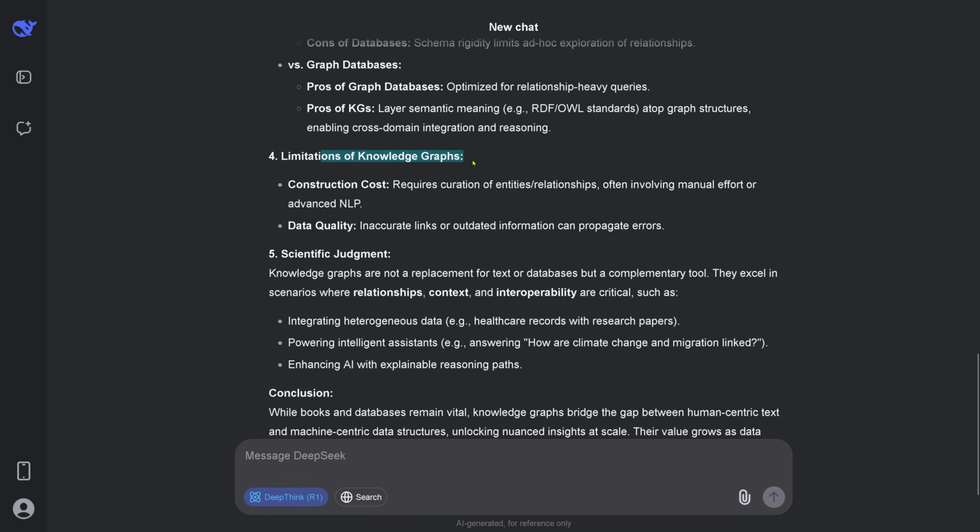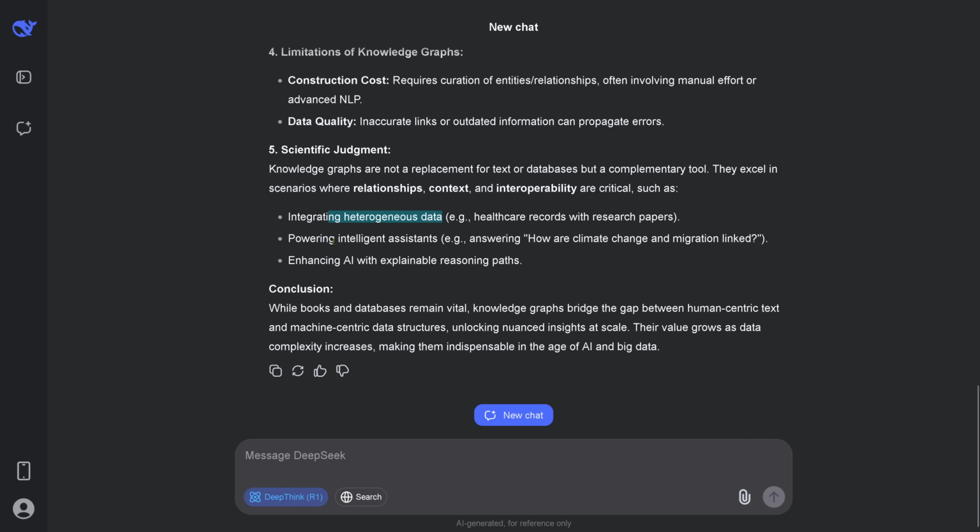It also gives me the limitations of knowledge graphs. They require curation of the entities and the relationships, often involving manual effort or some advanced system. And for the data quality, there are inaccurate links or outdated information that can propagate errors. So the scientific judgment by R1 now is that knowledge graphs are not a replacement for text or databases, but a complementary tool. They excel in scenarios where relationships, context, and interoperability are critical, such as integrating heterogeneous data, powering intelligent assistants, and enhancing AI with explainable reasoning paths.